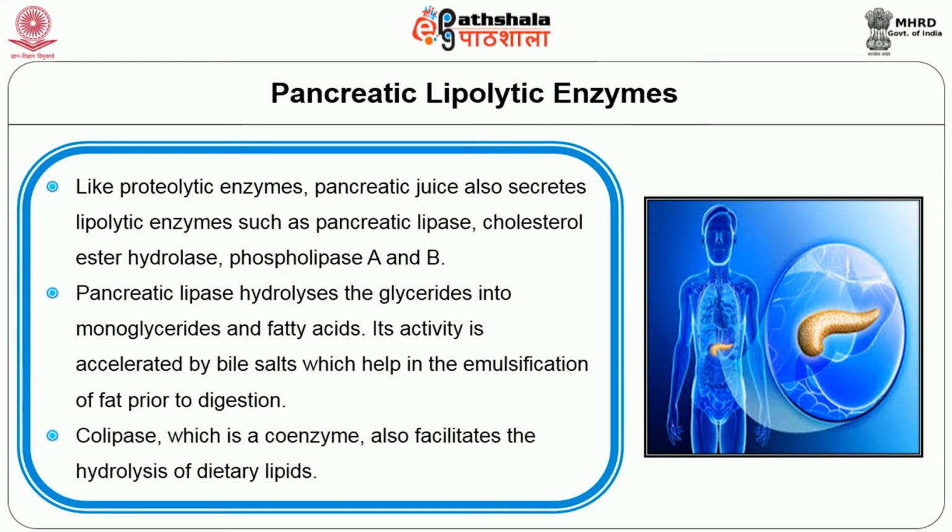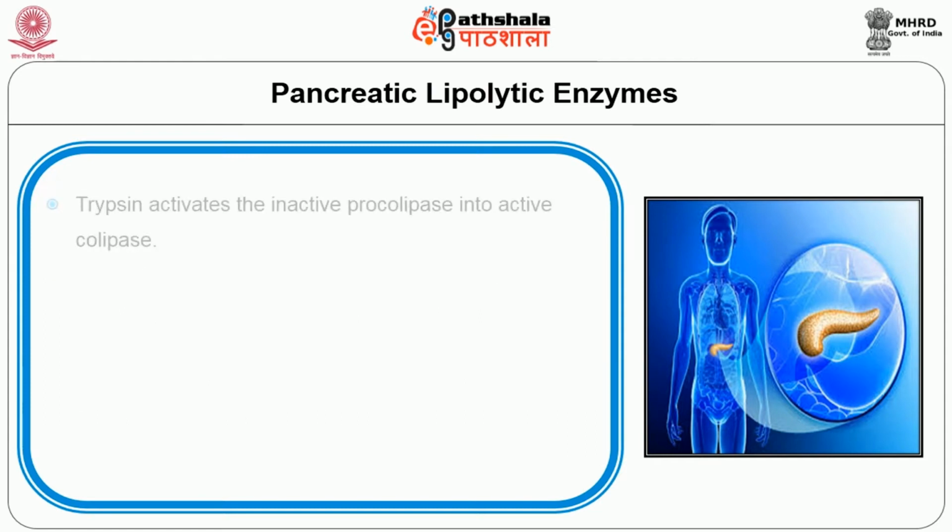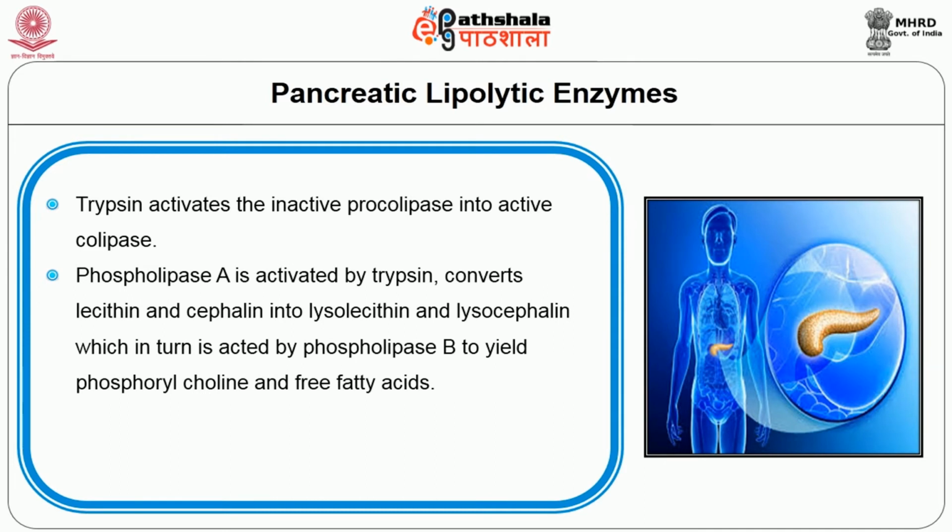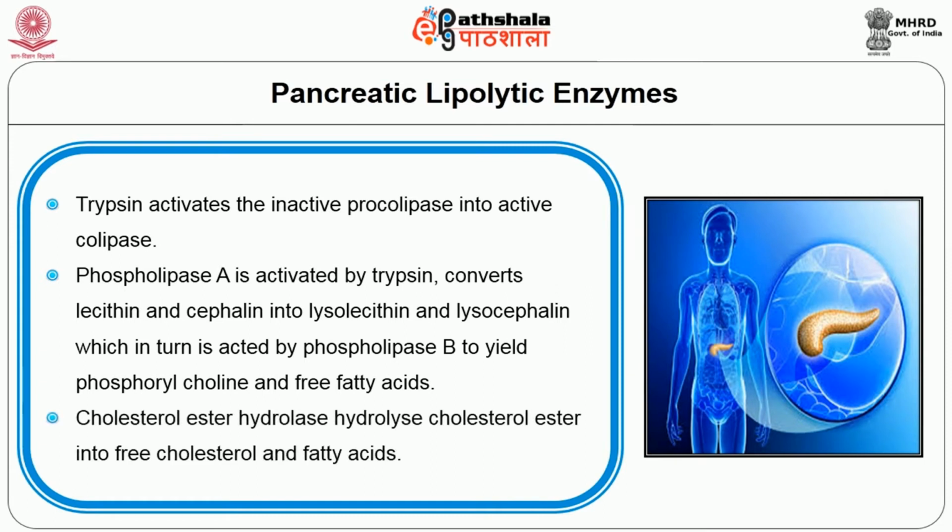Colipase, which is a coenzyme, also facilitates the hydrolysis of dietary lipids. Trypsin activates the inactive procolipase into active colipase. Phospholipase A, activated by trypsin, converts lecithin and cephalin into lysolecithin and lysocephalin, which in turn are acted on by phospholipase B to yield phosphorylcholine and free fatty acids. Cholesterol ester hydrolase splits cholesterol ester into free cholesterol and fatty acids.